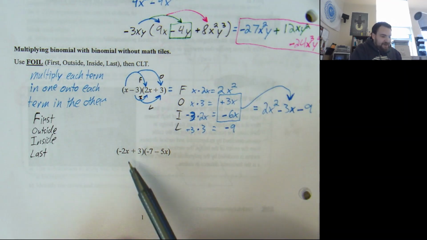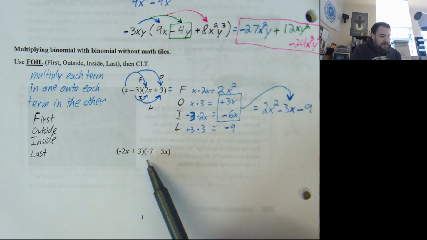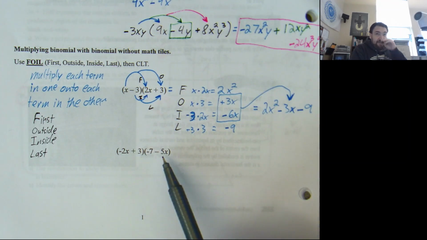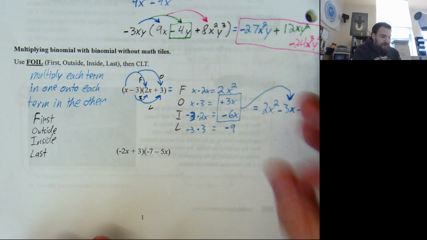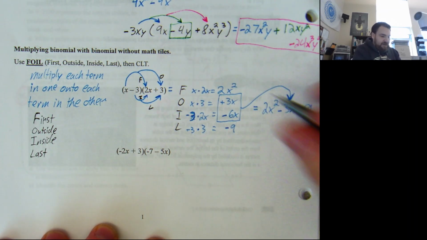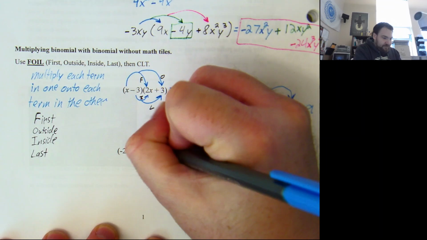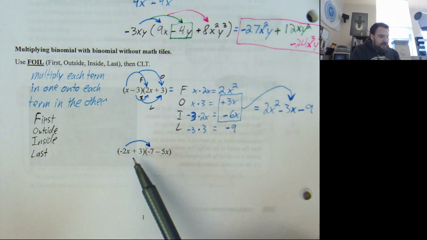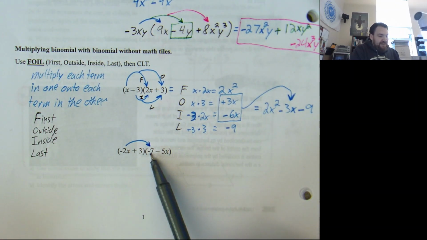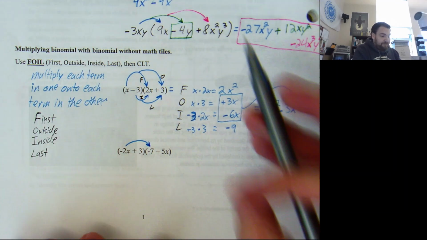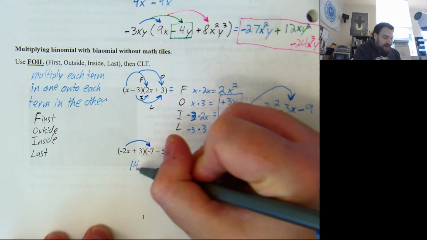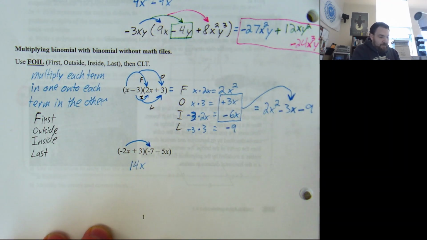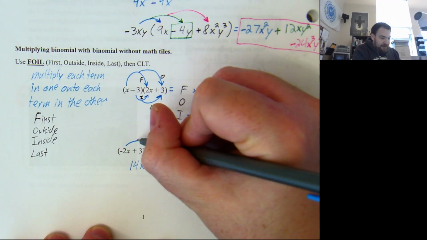Here we go. I've got negative 2x plus 3 times negative 7 minus 5x. So here we go. We're going to FOIL. First two terms. And I'm not going to draw all of the arrows. I'm going to do it piece by piece. Negative 2x times negative 7 is positive 14x. Cool.